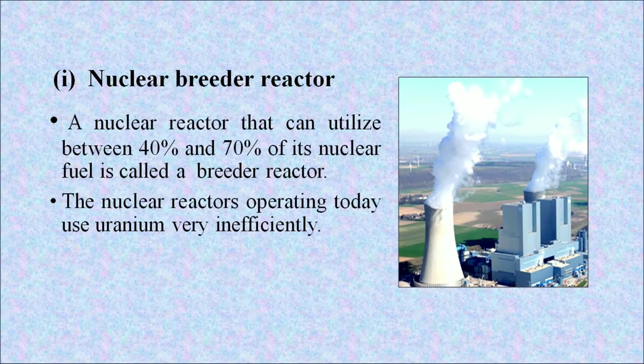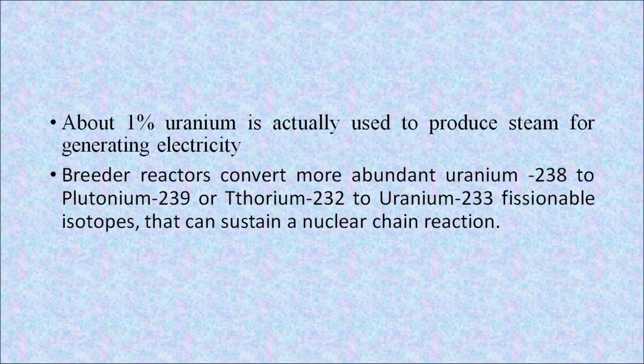Nuclear breeder reactor. A nuclear reactor that can utilize between 40% and 70% of its nuclear fuel is called a breeder reactor. The nuclear reactors operating today use uranium very inefficiently. About 1% of uranium is actually used to produce steam for generating electricity. Breeder reactors convert more abundant uranium-238 to plutonium-239, or thorium-232 to uranium-233, fissionable isotopes that can sustain a nuclear chain reaction.